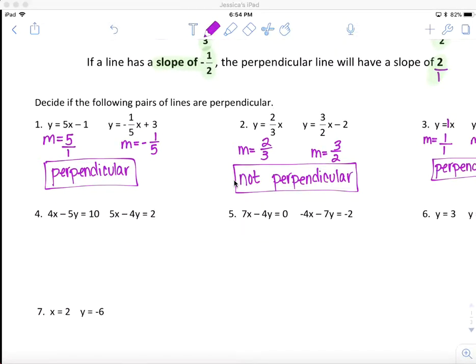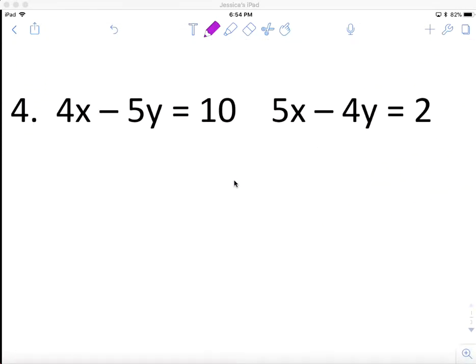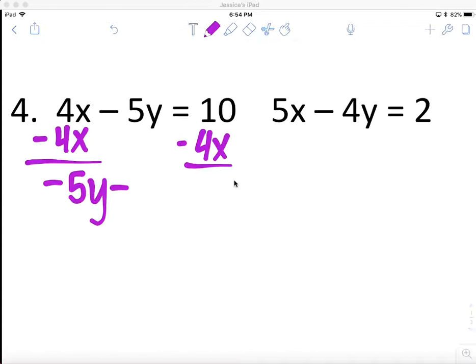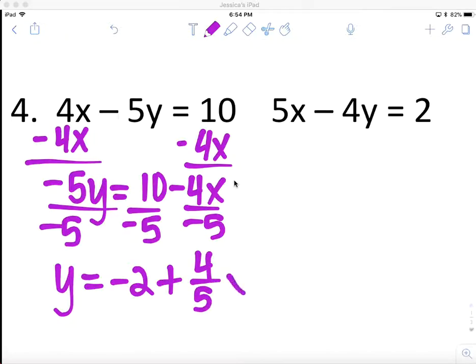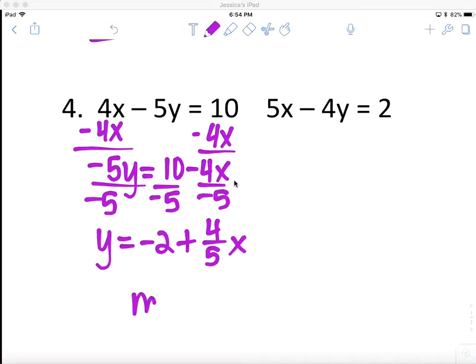For 4 and 5, you have to get y by itself first and then decide if it's perpendicular or not. So for number 4, first I'm going to subtract 4x. Then I'm going to divide everything by -5. When I do that, 10 divided by -5 is -2, and -4 divided by -5 becomes positive 4/5 x. My slope here is positive 4/5.